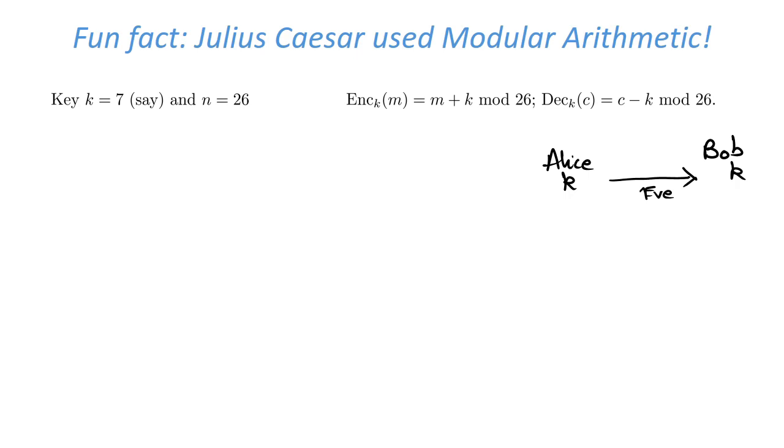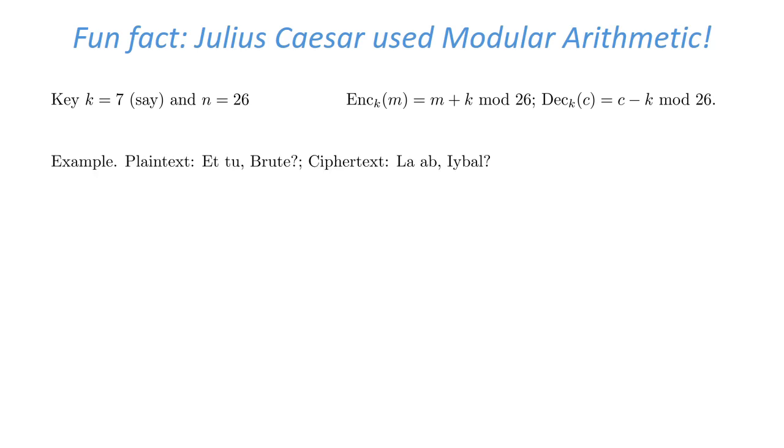So how does the Caesar cipher work? Now suppose Alice and Bob share a key and say that is 7. And n is equal to 26 as it's the number of letters that we have in the English alphabet. Then encryption is defined as follows. I take the message M and take its corresponding value modulo 26, and I add K to it, and that is my ciphertext. Now decryption works simply by reversing this operation.